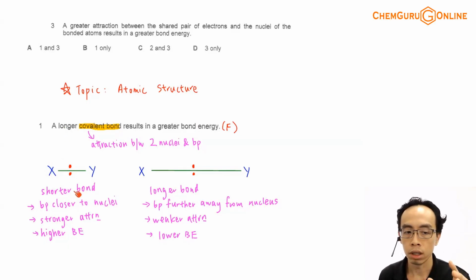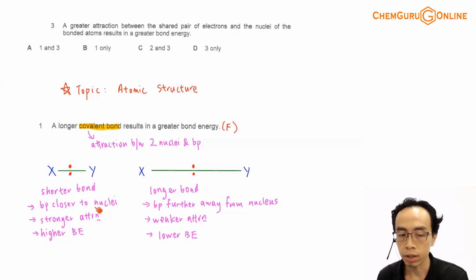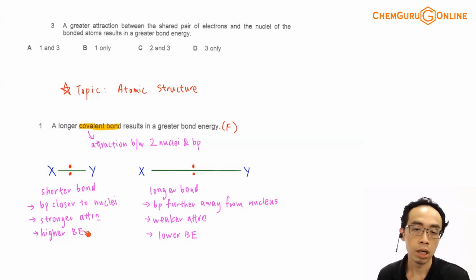And we notice if the bond is shorter, the bond pair of electrons will be closer to the nuclei. And since they're closer to the positive nucleus, attraction is supposed to be stronger. And therefore, if the covalent bond is stronger, then the bond energy should be higher.